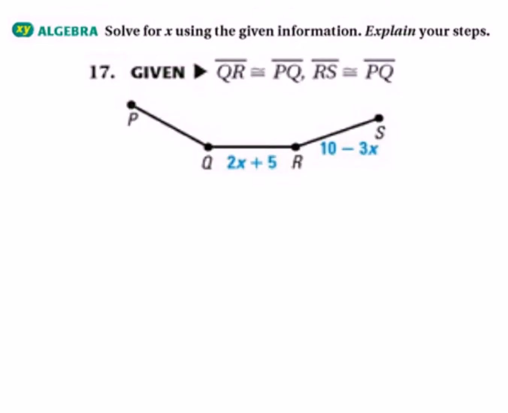Number 17 says solve for X using the given information. Explain your steps. Now 17 is looking at a proof again, but it's more detailed. I want you to go to the back of your book for number 17, and I want you to write down the way they set up this particular problem, and I want you to also understand how they got each answer.